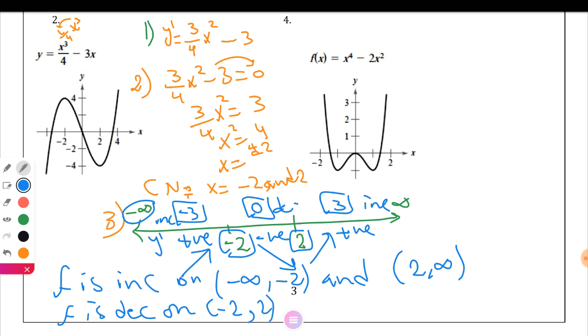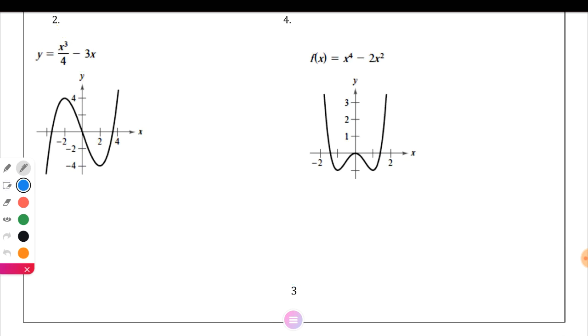Okay, I think it's so easy. By the same way, you can solve number 4. Okay, here how many critical numbers? Here, here, here. 3 critical numbers: -1, 0, and 1. Then continue the solution by the same way.